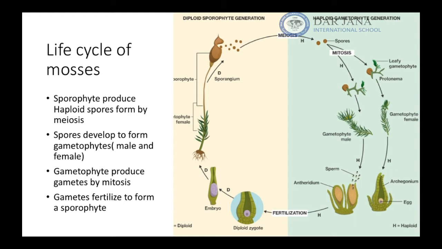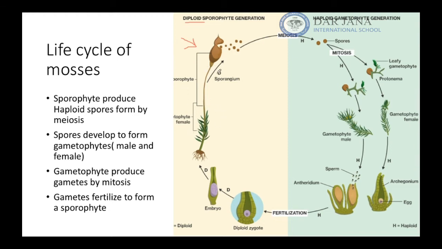Let us discuss the life cycle of mosses. We're going to start here. This is the sporophyte stage of the moss, which is a diploid generation. It means the chromosome number is 2n, it's duplicated.